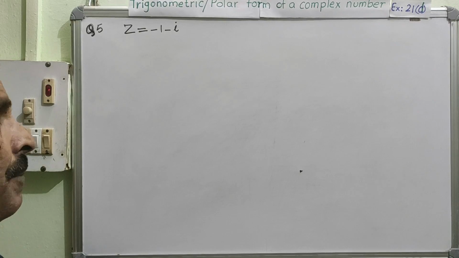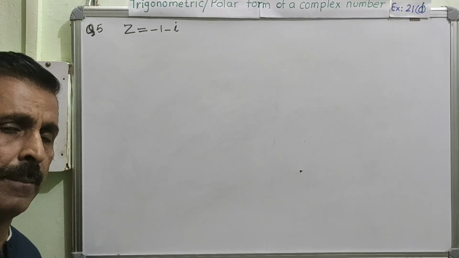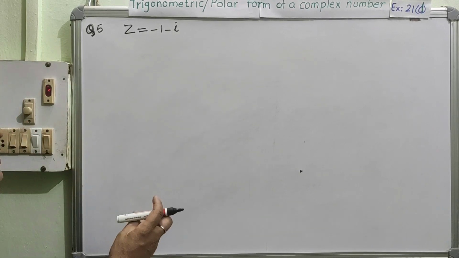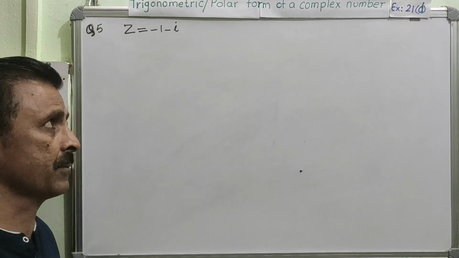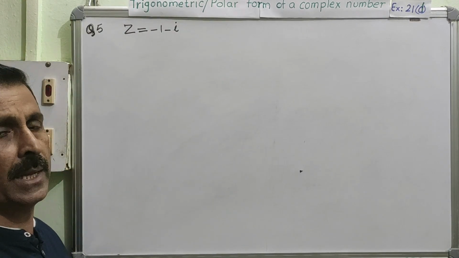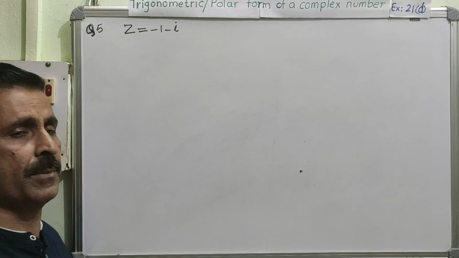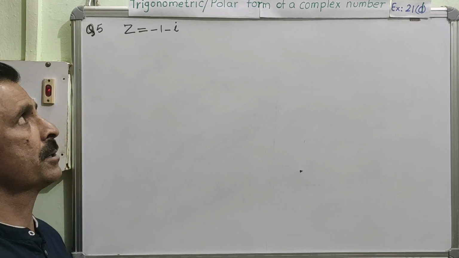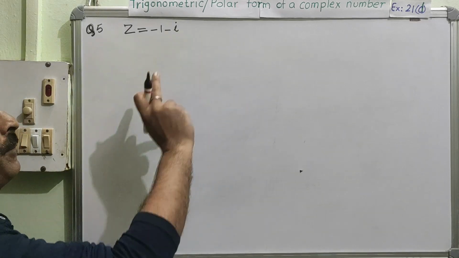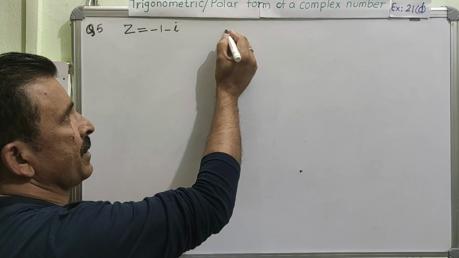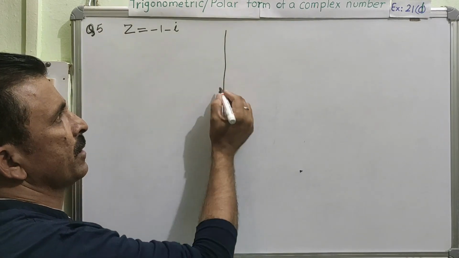Question number 5. Again, we'll find out the polar form, the amplitude, the modulus, everything. As I told you, the important thing is the polar form, because once we calculate the polar form, the other two things, the amplitude and the modulus, will be automatically included. So we are going to find the polar form. For that, the first thing we will do is find out the location of the complex number.